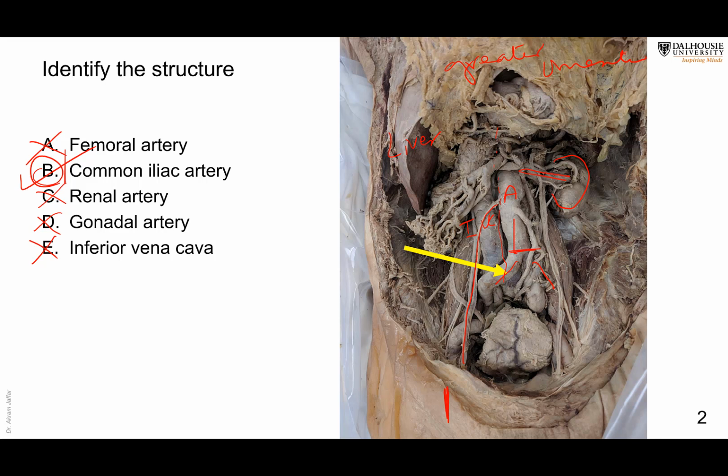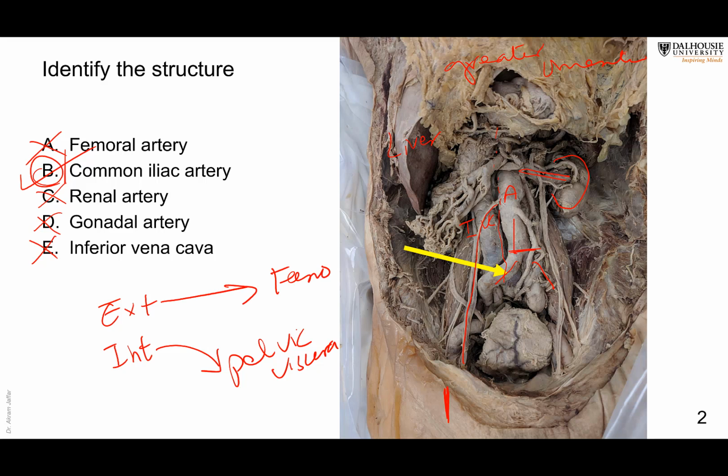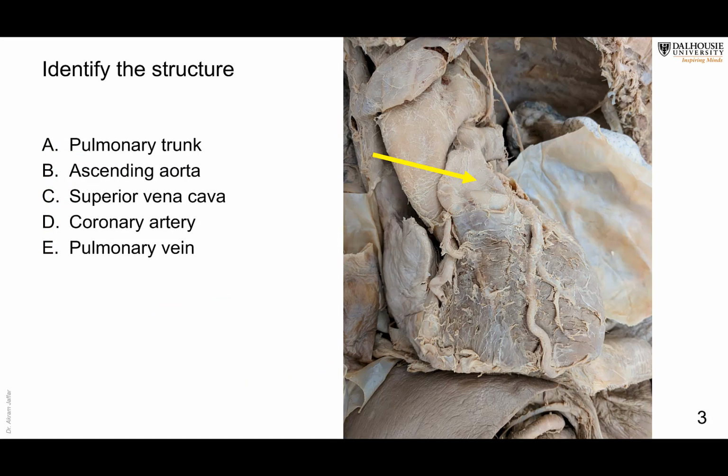It's called common iliac because it's going to divide into external iliac and internal iliac. The internal iliac supplies the pelvic viscera, and the external iliac continues as the femoral artery.